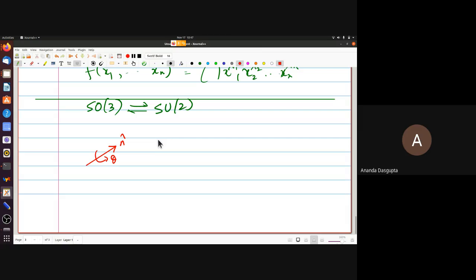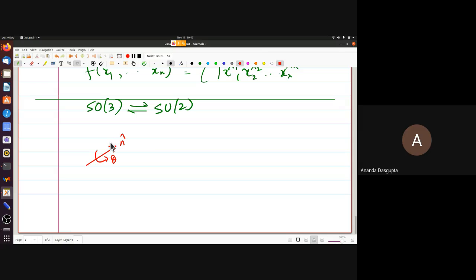Is that okay? So you could say, give me all possible unit vectors in all possible directions and the angle theta of rotation. That gives me the group manifold. That is, corresponding to each n hat and theta, these are the parameters specifying the rotation. You have a rotation corresponding to n hat and theta.